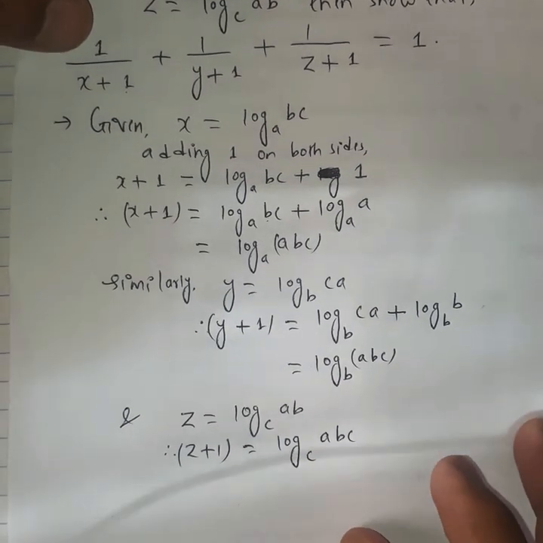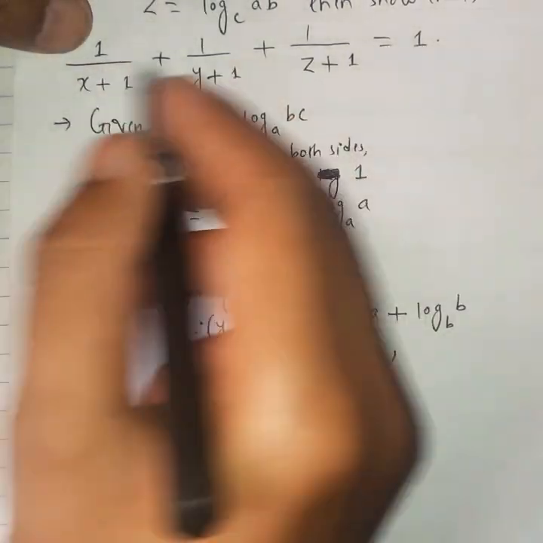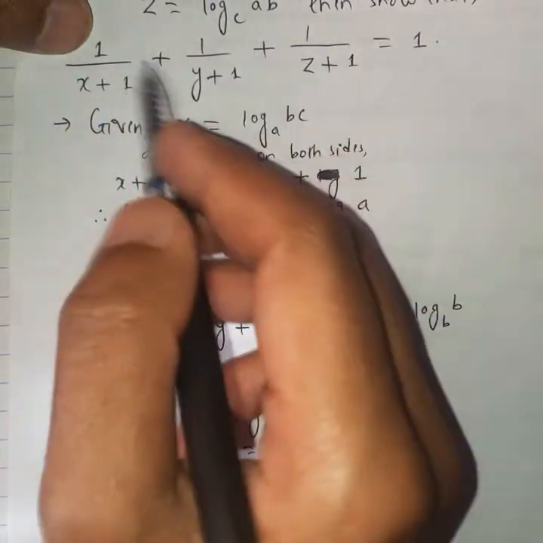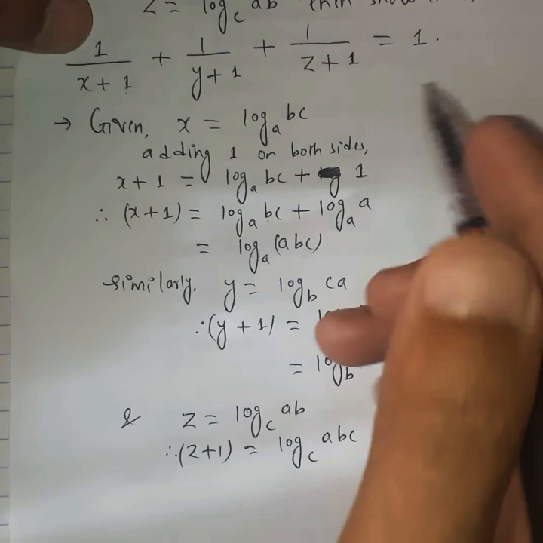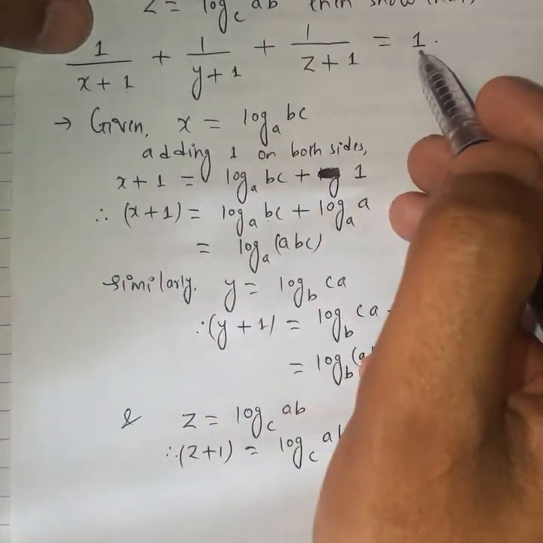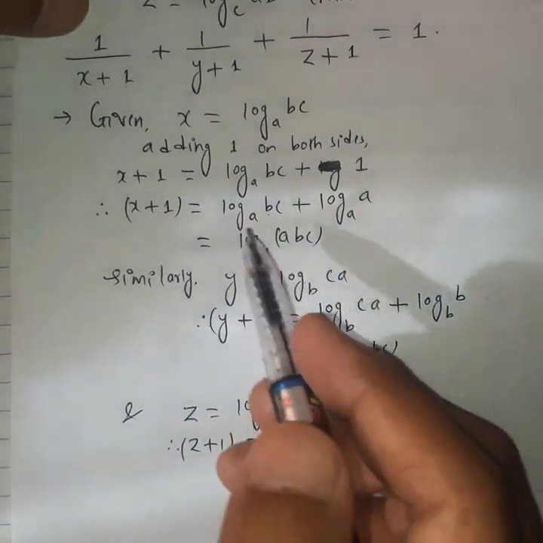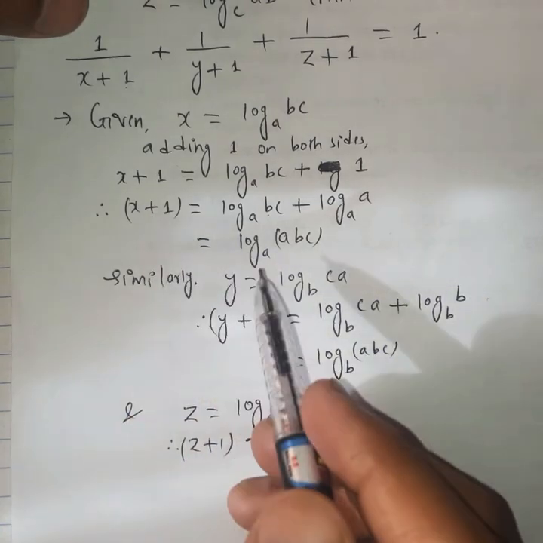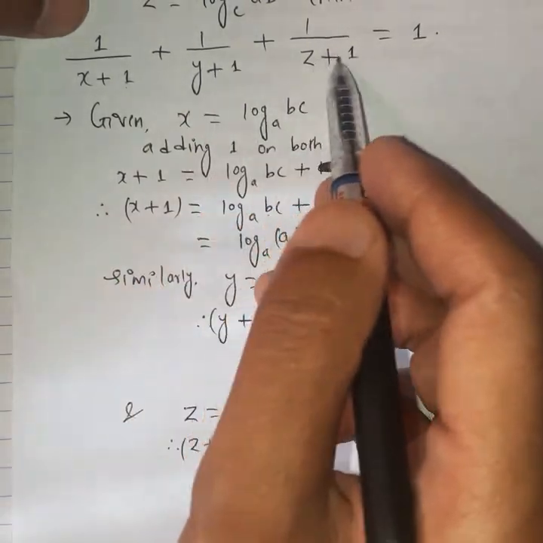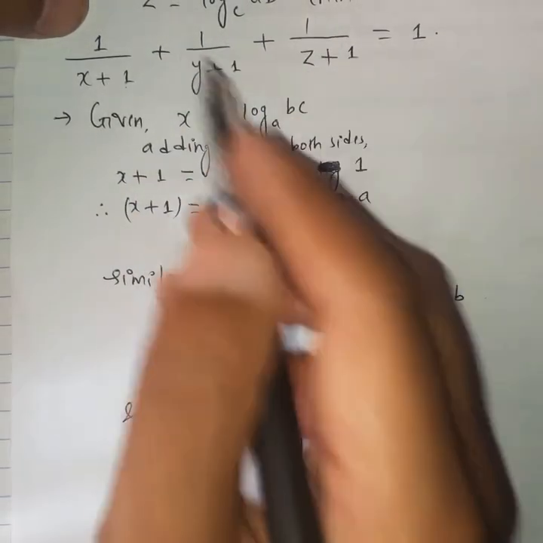Now moving towards our target. Here the target is this expression. We have to show that the result of this expression is 1. Now we substitute the values of x plus 1, y plus 1 and z plus 1 in these expressions.